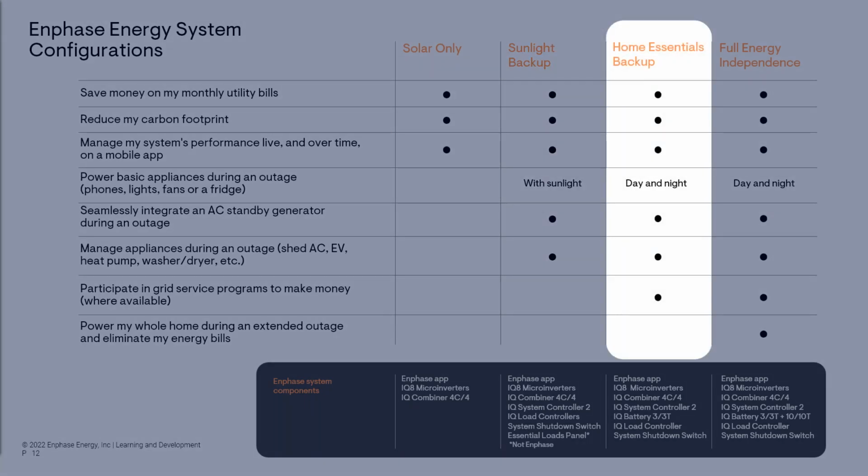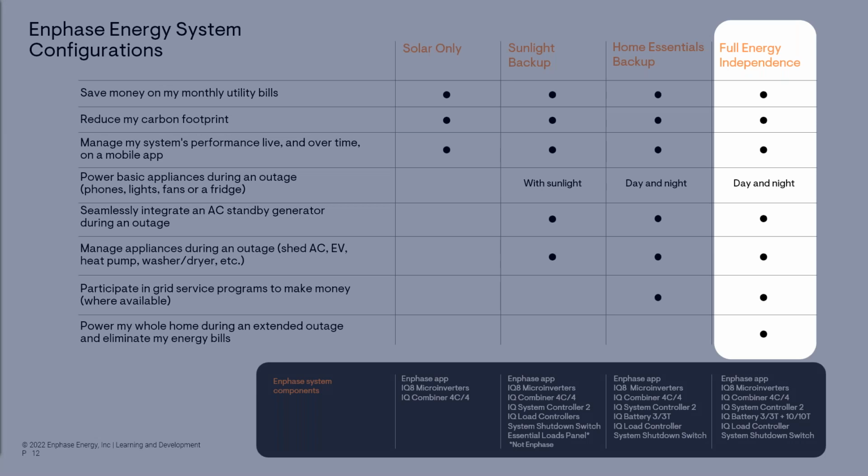Next, we have the Home Essentials backup option, where we first integrate a battery, which now offers emergency backup power to the essential loads of a home 24 hours a day. Our battery sizes start at just 3.3 kilowatt hours. And again, now there's a lot more flexibility when sizing a large PV system with a relatively small battery.